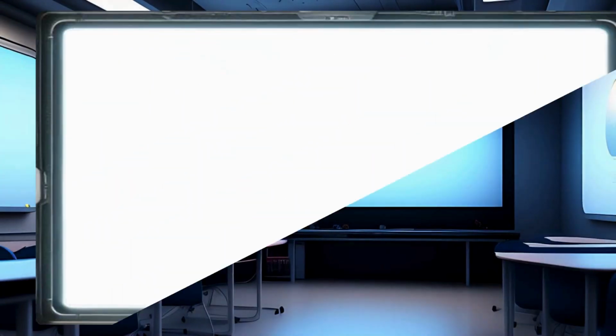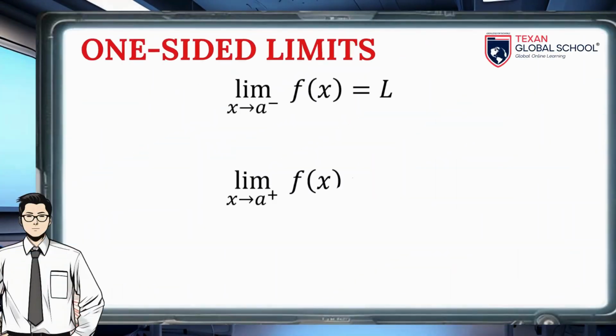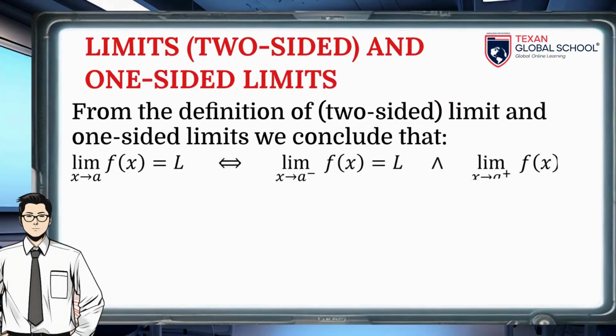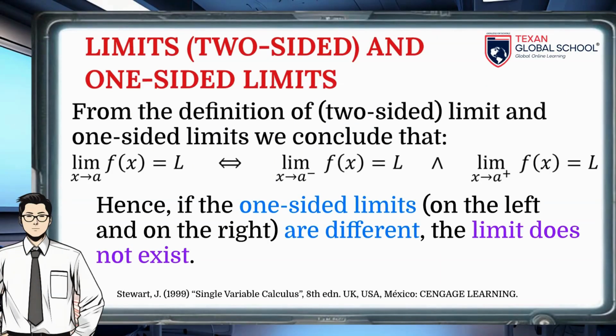As we have seen, we can approach a limit from the left or from the right. This is shown on the board. These are called one-sided limits. From the definition of a two-sided limit and one-sided limits, we conclude that if the one-sided limits are different, then the limit does not exist.